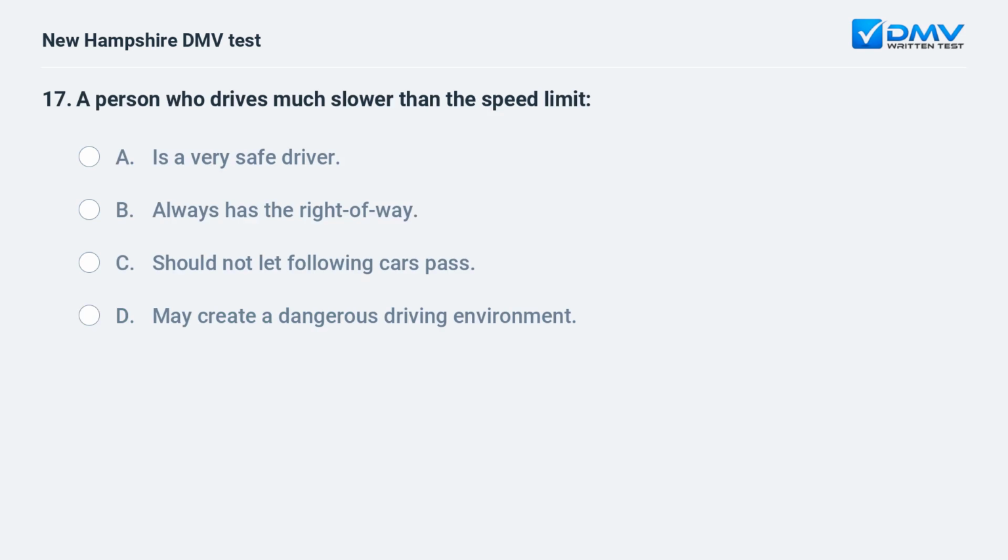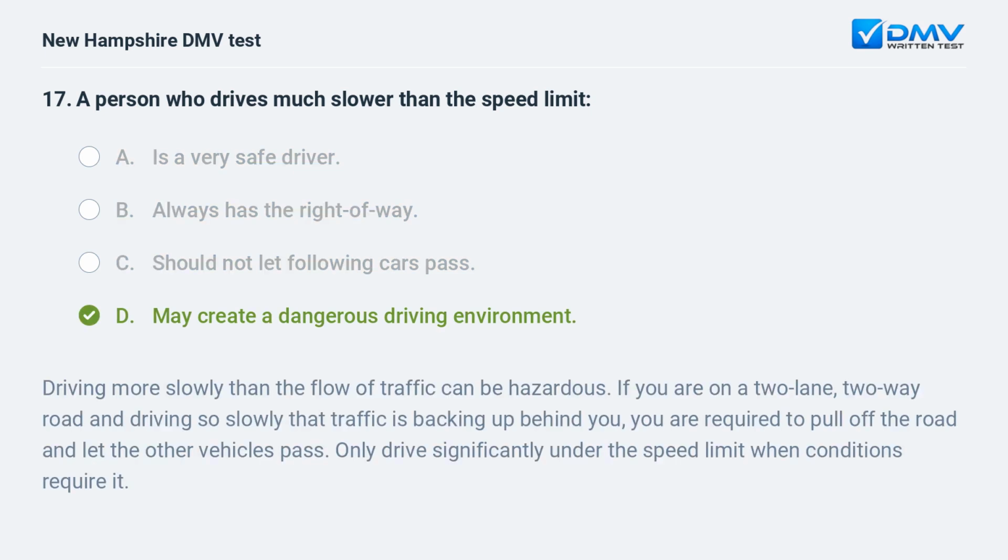A person who drives much slower than the speed limit? A. Is a very safe driver. B. Always has the right of way. C. Should not let following cars pass. D. May create a dangerous driving environment. The answer is D. May create a dangerous driving environment.